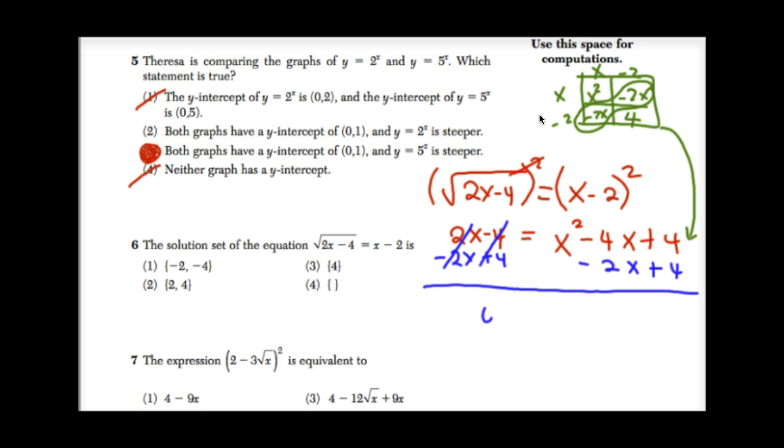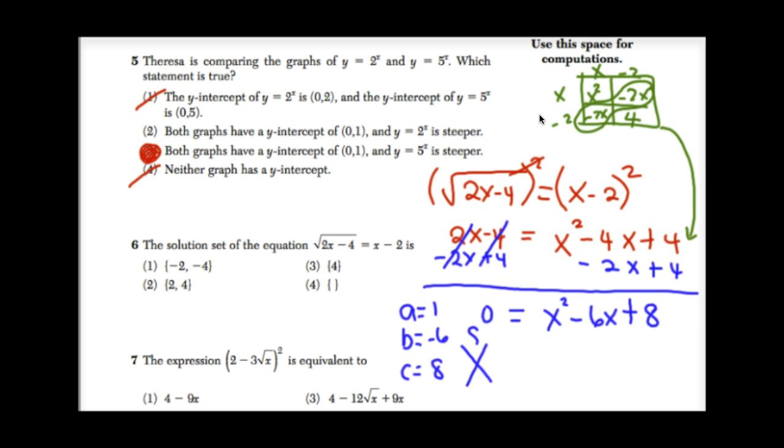This cancels. I'm left with x squared minus 6x plus 8. Now this is a quadratic. How do I go ahead and solve this? So remember, what's my a, what's my b, what's my c? My a is 1, my b is negative 6, my c is 8.